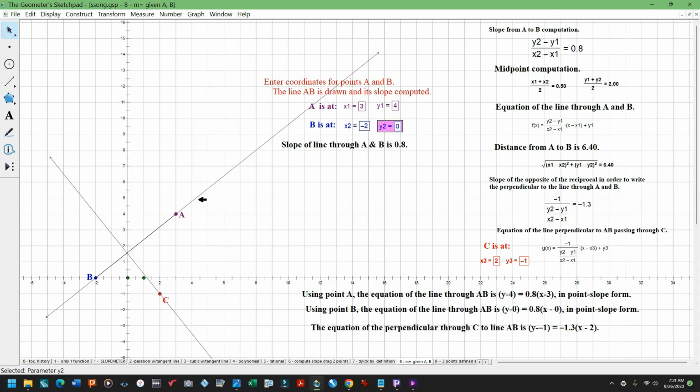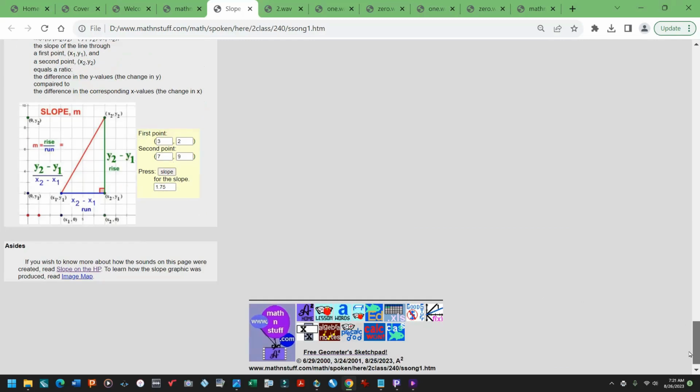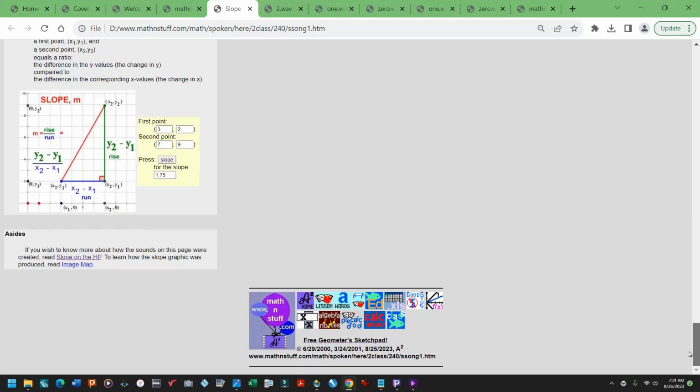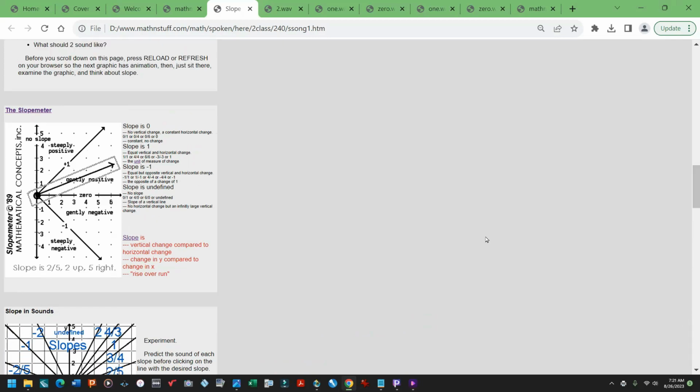It drew the line for you now. Here's the 2. Here's A. We rise 1, 2, 3, 4. We run 1, 2, 3, 4, 5. 0.8, 4/5. You've now played with the entire page. If you want to know how the page was built, read this. The important thing to know is slope is rise over run.